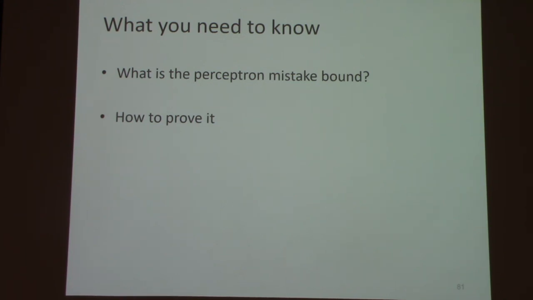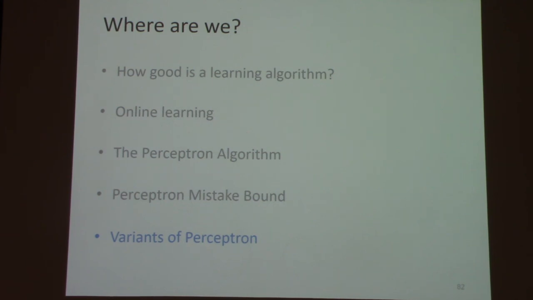So what you need to know from this section is you need to know what's the perceptron mistake bound. You need to be aware of the perceptron cycling theorem. You need to be able to prove the perceptron mistake bound. Understand what the bound means. Okay? Let's move ahead. We have 5 minutes.